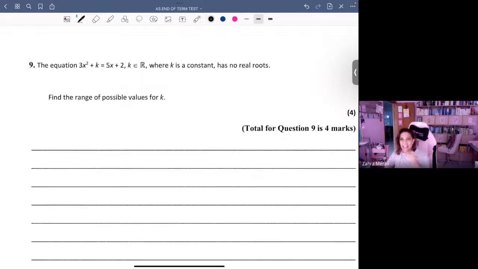Okay, last question. Right, we see the word roots, real, not real, and our brain is going to say discriminant, and I can't spell. So discriminant. Okay, and that's b squared minus 4ac.